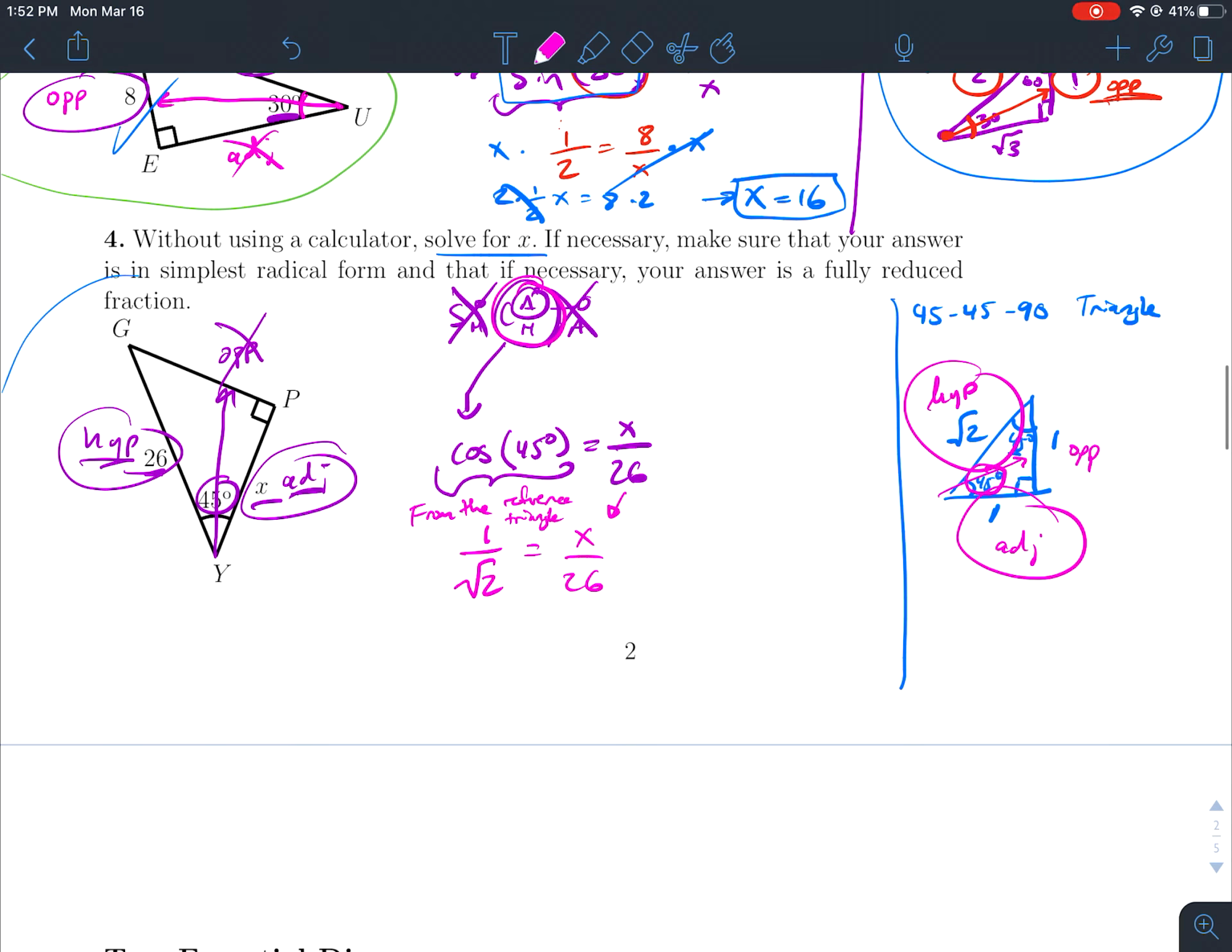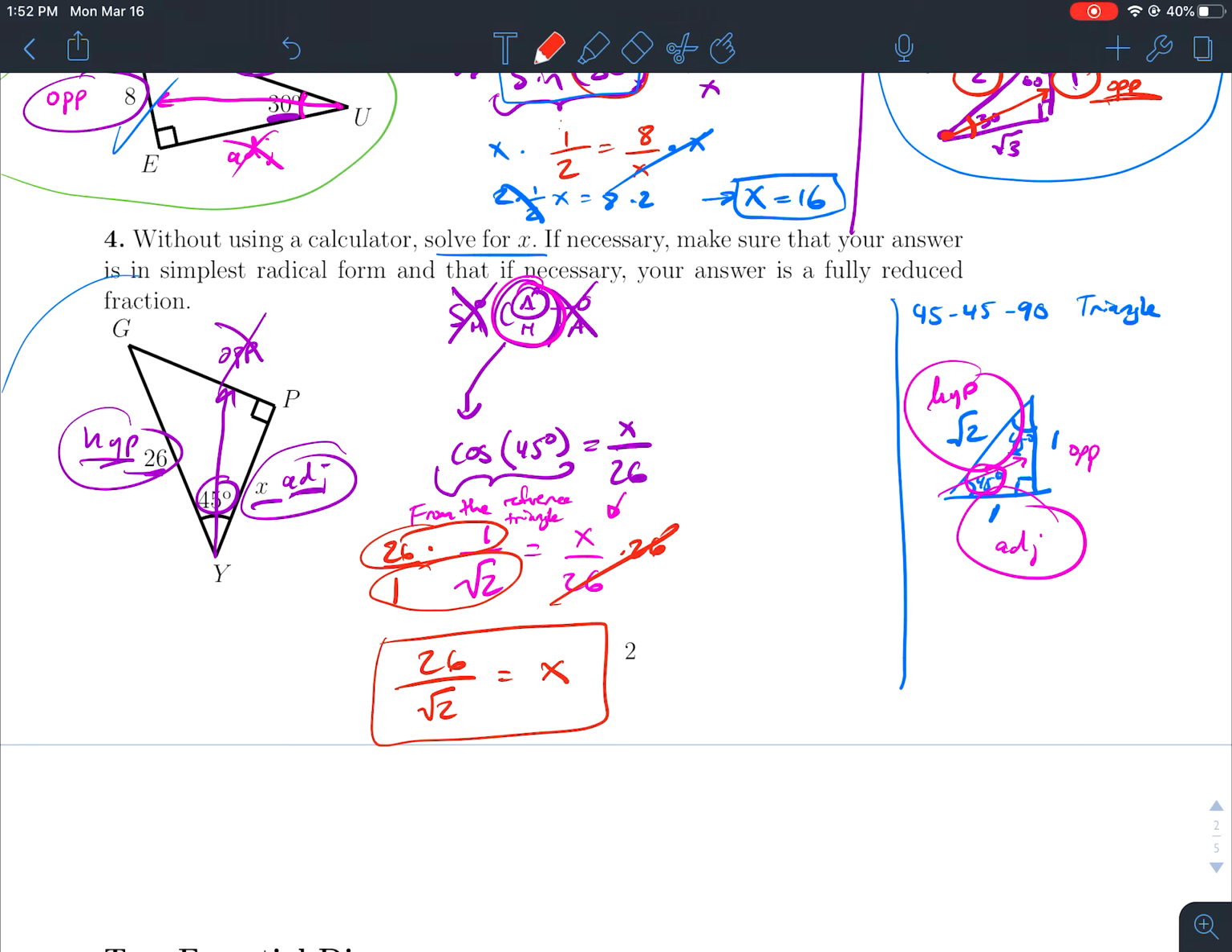Now to solve for x here, we got to do a little bit of fancy work with these fractions. We're going to multiply by 26 on both sides. These cancel out. That gives us 26 over 1, because that's the same thing as 26. So you get 26 over 1 root 2, which is just root 2, equals x. And actually, we're done.